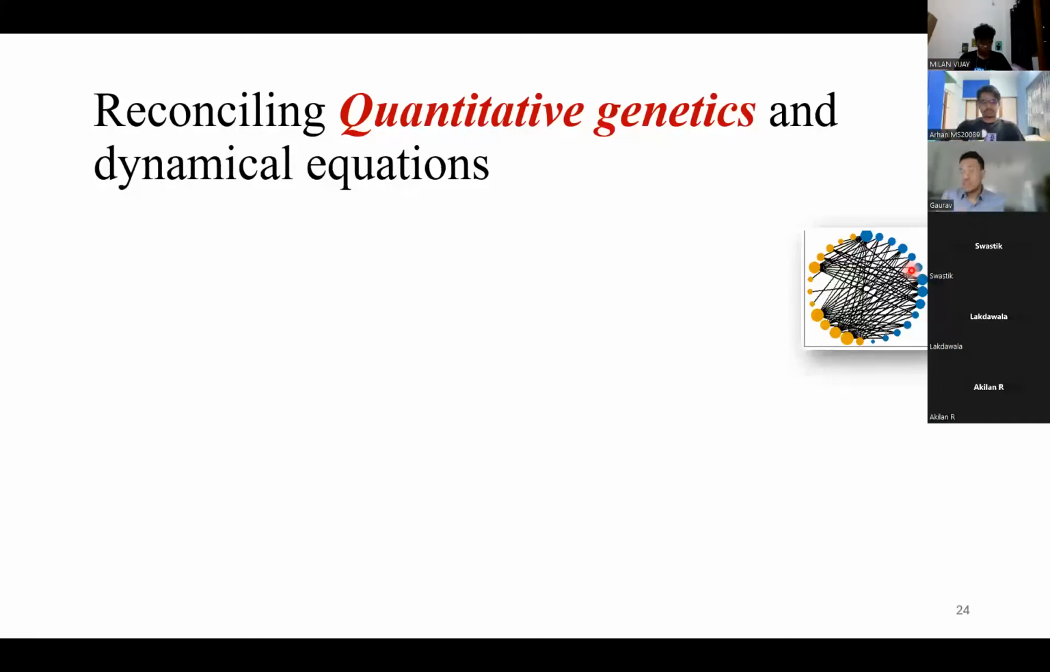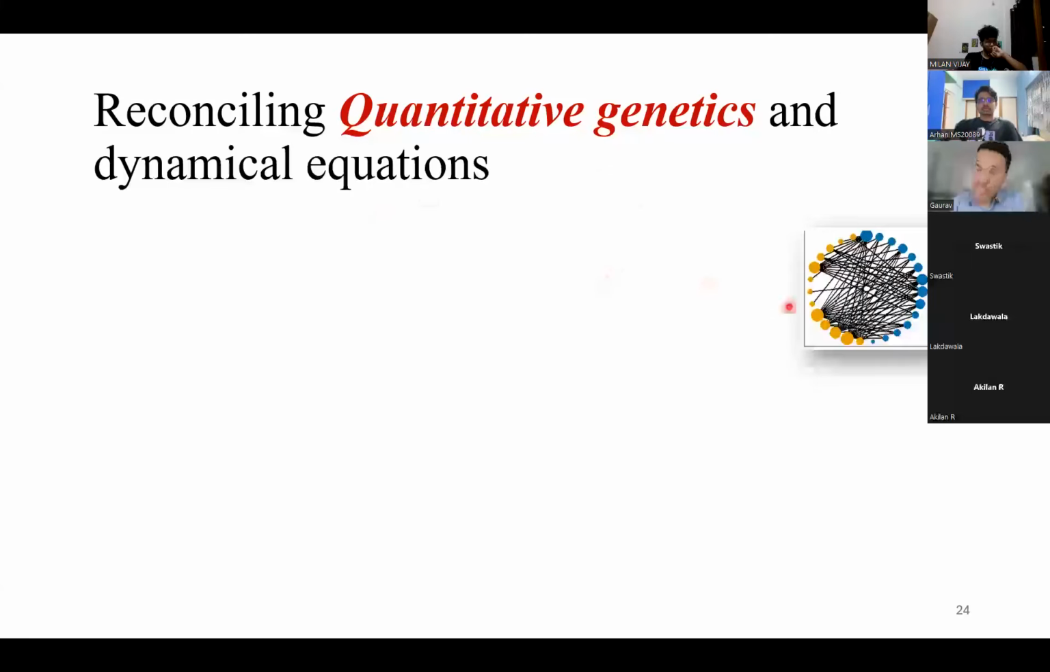And it's not discrete like your blood type, right? It's a continuous trait where individuals show continuous variation, and it usually follows a normal distribution. That branch of population genetics is known as quantitative genetics, which deals with such quantitative continuous traits. So what we do is reconcile this framework of quantitative genetics with the dynamical equations that I've shown just earlier.